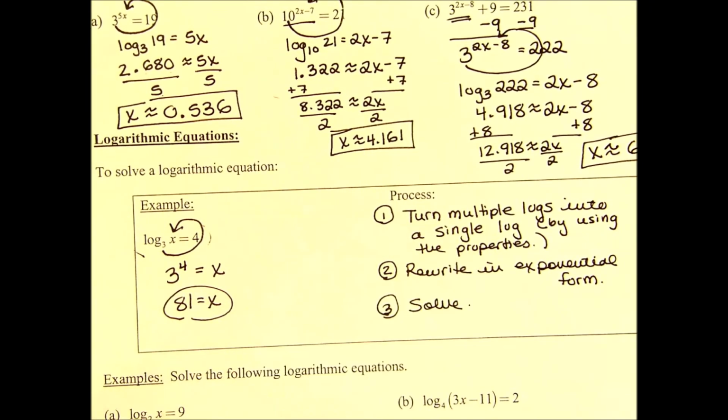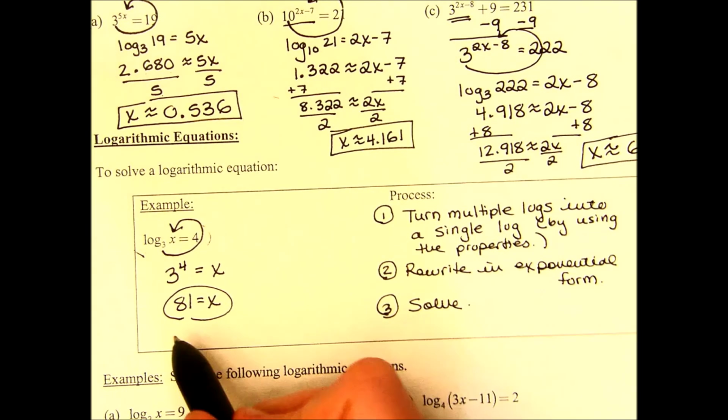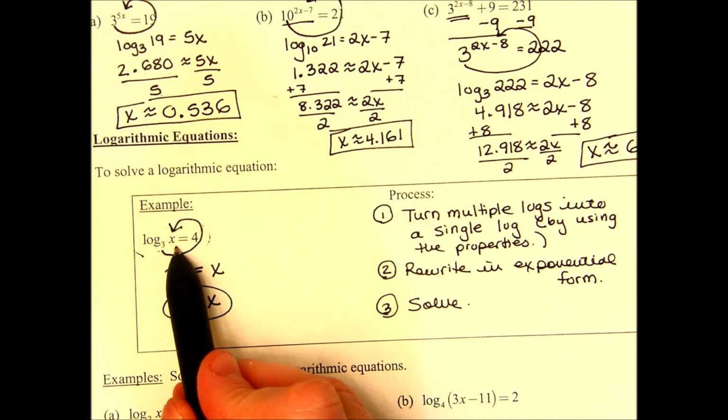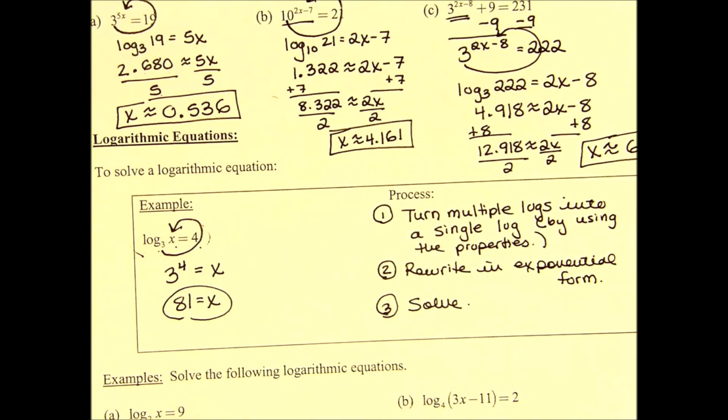Your answer is x equals 81. If we were to check this, log base 3 of 81, yep, that is 4. If we have an exponential equation, we're going to rewrite it in log form. But if we have a logarithmic equation, we're going to rewrite it in exponential form.